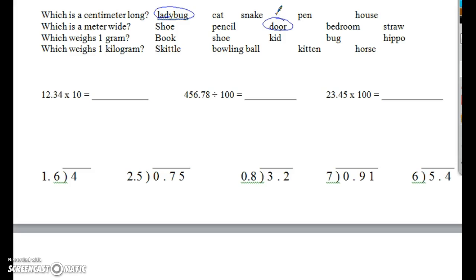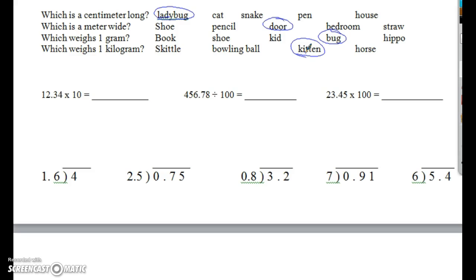Which one weighs a gram? The M&Ms and Skittles are about a gram. So book, shoe, kid, the bug. And which one weighs 1 kilogram? 1 kilogram is 1,000 grams, which is about a dictionary. So the one that weighs closest to a dictionary or a book is probably going to be the kitten.